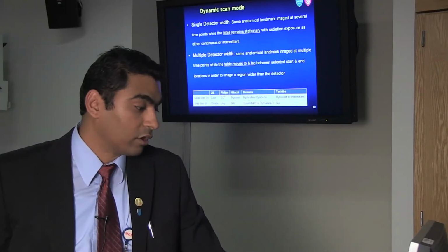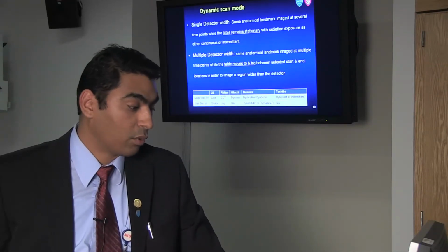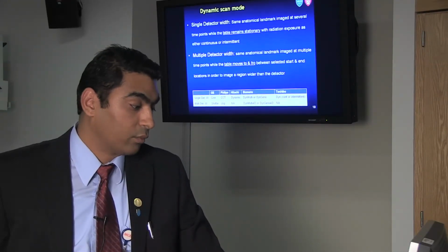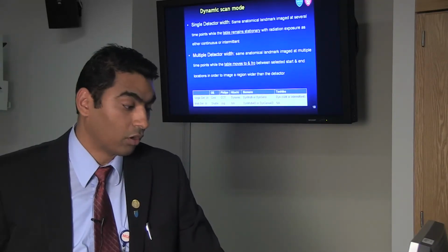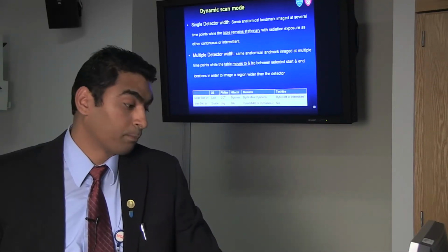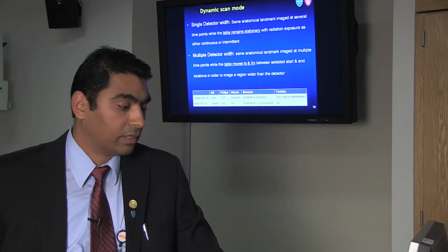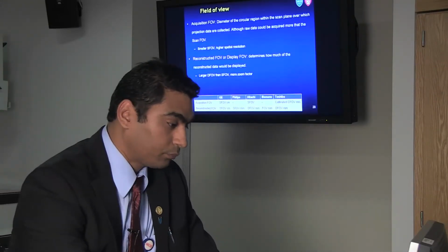And different vendors call it by different names. GE calls it cine mode for single detector width, or shuttle mode in multi. Philips calls it CCT or jog. Hitachi calls it dynamic. Siemens calls it dyn multi or dyn stereo, likewise.